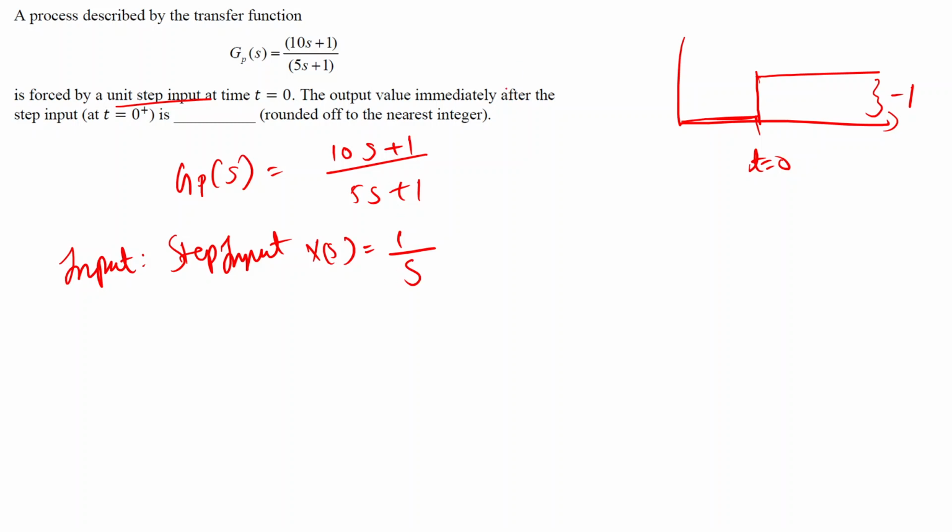The output value immediately after the step input. So at this point, we have to find what is y. Y is equal to question mark at time t equal to 0. So immediately after time t equal to 0, that we have to find. That is, we have been asked to find y of 0. Now we can use the initial value theorem for this question.